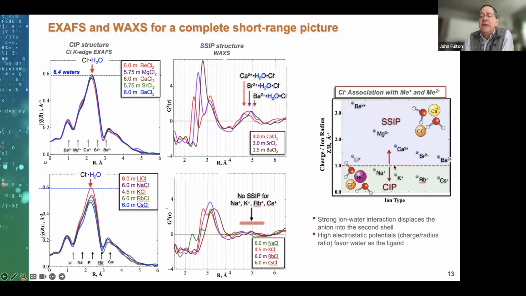And if you're above a certain charged ion radius, we have predominantly a solvent shared ion pair. If you're below this, you'll have a contact ion pair. Of course, this relationship is for chloride as a counterion. If you use a different counterion, you probably move the position of this line, as it affects the quality of the anion as a ligand for the first shell.